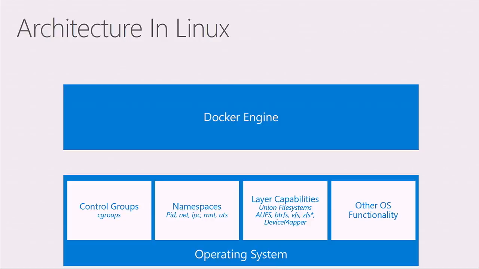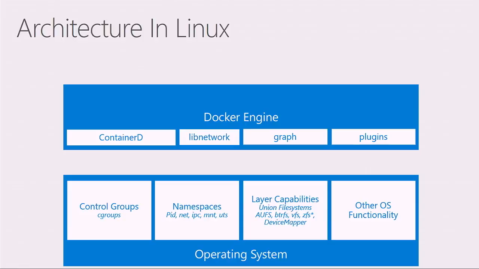And then there are some layer capabilities. These layer capabilities come from things like the Union file system, AUFS and Btrfs, and all these different file systems that exist in Linux. This is how we make these virtual representations of the file system. And then there's other OS functionality. I put this in the bucket of things like network plugins or volume plugins. So things that you can do in the operating system as part of Docker, but not necessarily as the core part of it.